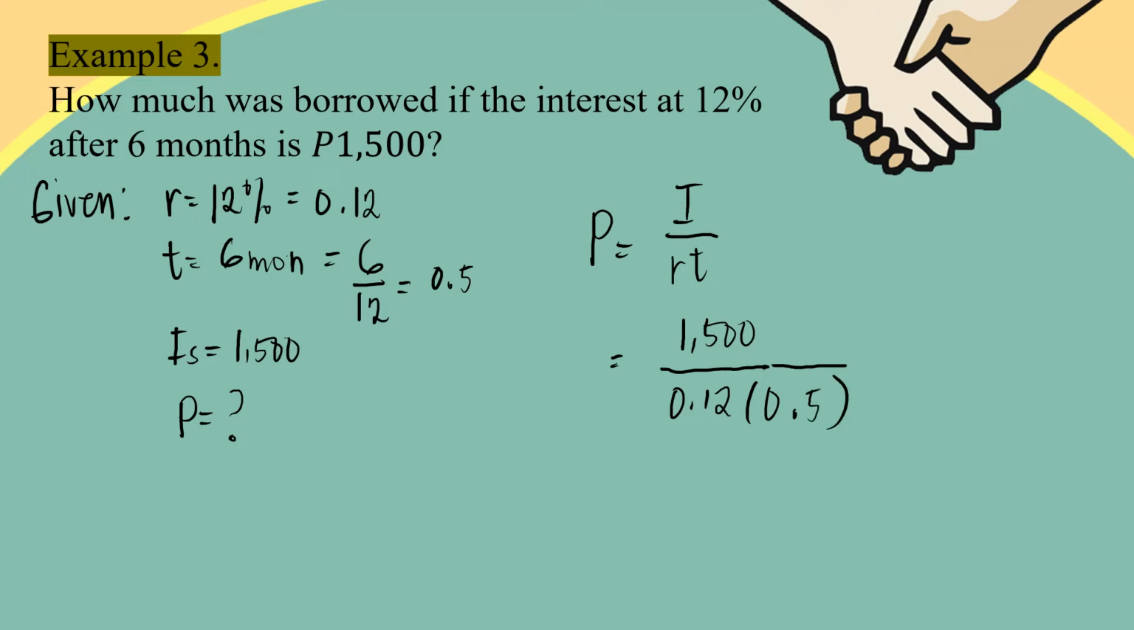So, input lang natin lahat yan sa ating calculator. So, 1,500 divided by 0.12 times 0.5. So, ang mako-compute natin dyan is 25,000 pesos. Yan. So, ito ngayon yung ating magiging principal amount. So, yan yung hiniram niyang pera ng 6 months.